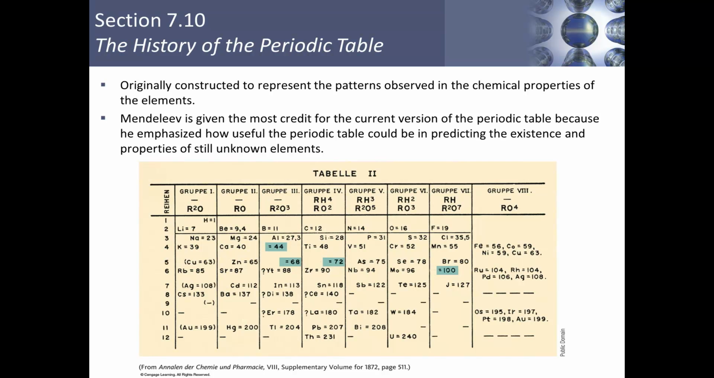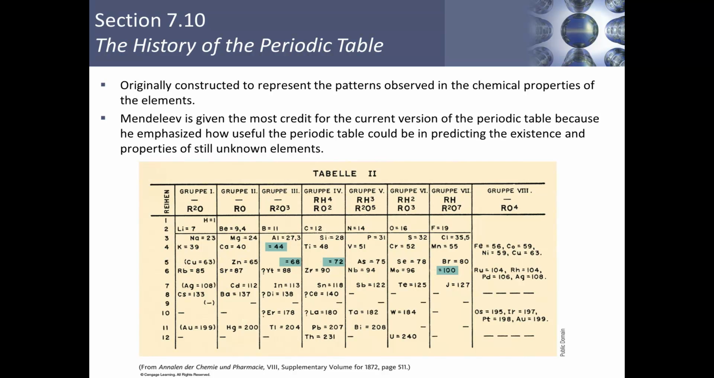Several scientists began to recognize patterns among elements and tried arranging elements by different methods, such as groups of threes or triads, or octets, groups of 8. None of these methods of organization really worked out very well. The present form of the periodic table was proposed by Meyer and Mendeleev, although Mendeleev is given most of the credit for the current version because he truly emphasized how useful the periodic table could be in predicting the existence and properties of unknown elements.